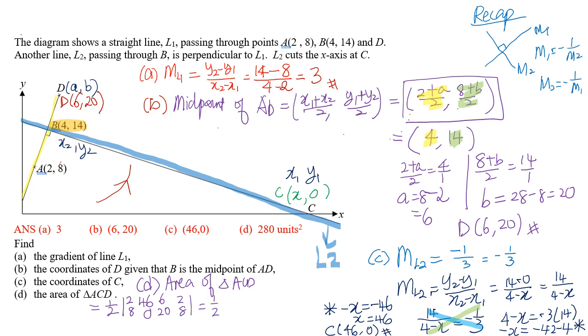Then use your calculator. Go this direction first. That means 2 times 0 plus 46 times 20 plus 6 times 8. That gives you 936. Then minus away the other direction.